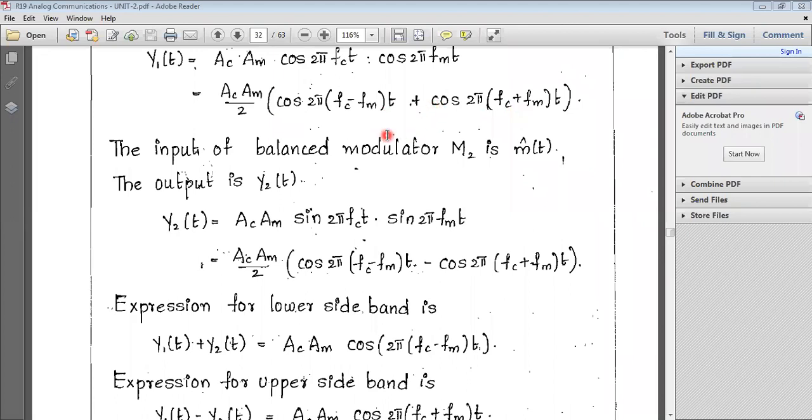What is the procedure we have done here? m of t and c of t are multiplied. What are the two signals? Message signal and carrier signal. These two signals are connected to the balanced modulator. The balanced modulator is a product multiplier. So at the output of the product multiplier, we got a DSB-SC signal, that is upper side band and lower side band. Similarly, for the second balanced modulator also, we have upper side band and lower side band.